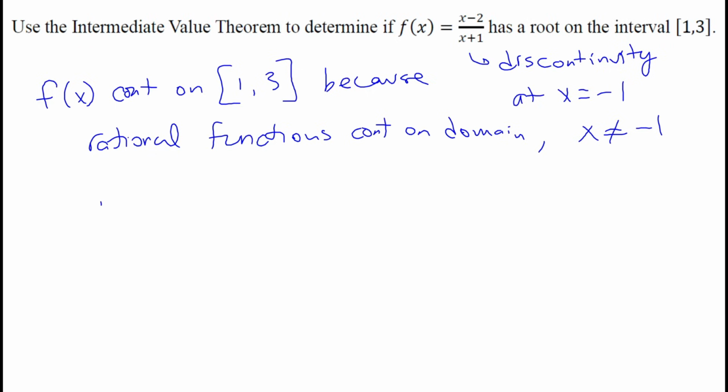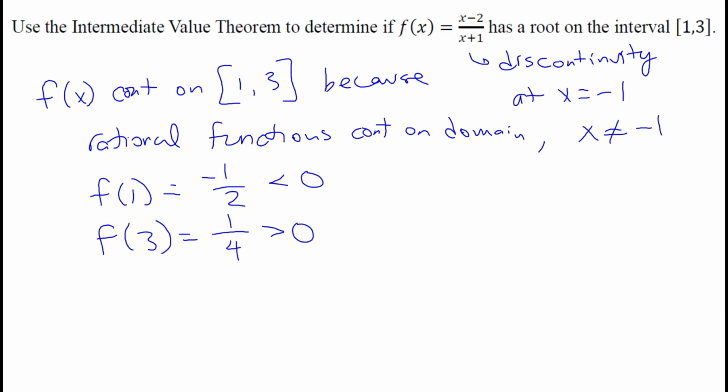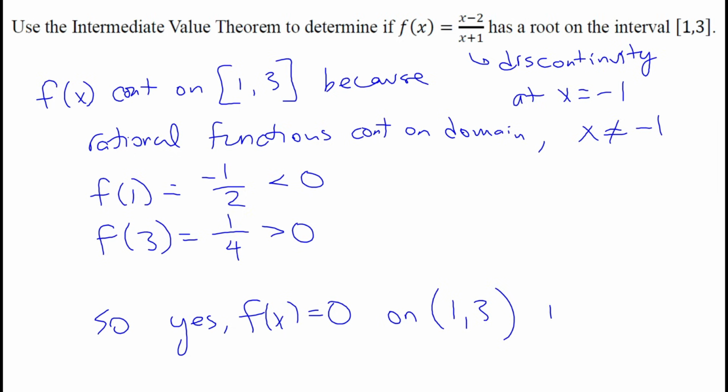So now we'll just find f of 1. F of 1 is 1 minus 2, which is -1, over 1 plus 1, which is 2. That's clearly negative. And f of 3 is 1 over 4, which is clearly positive. So yes, f of x equals 0 on 1 to 3 by the intermediate value theorem.